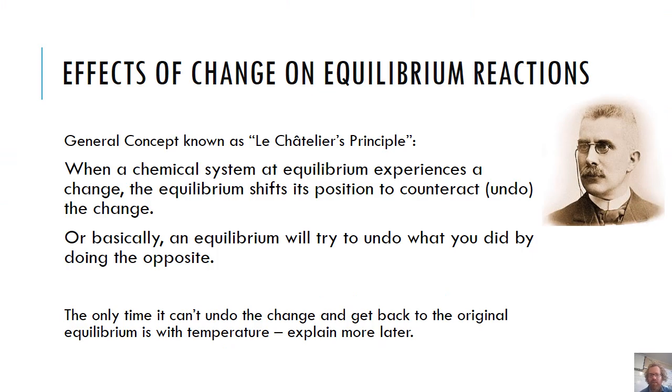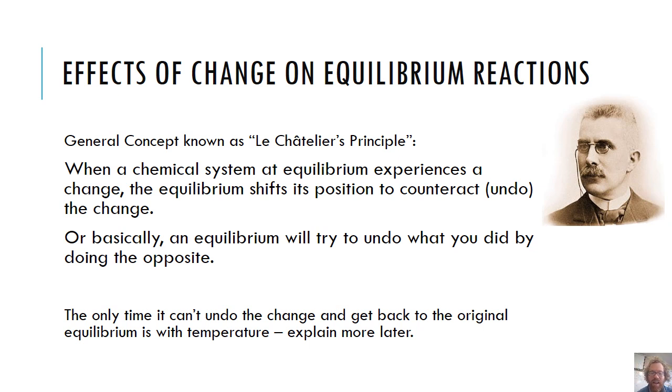When we're thinking about this, we're going to think about this concept known as Le Chatelier's principle. It was first derived or written down by Dr. Le Chatelier, a French chemist, and he described that when a chemical system is sitting at equilibrium, that's when the forward and reverse reactions are happening at the same speed, the equilibrium will shift its position to counteract or go against or undo any change that it experiences. So basically, an equilibrium system will try to undo what you did by doing the opposite.